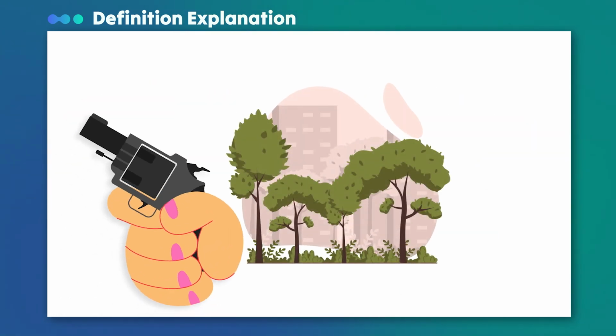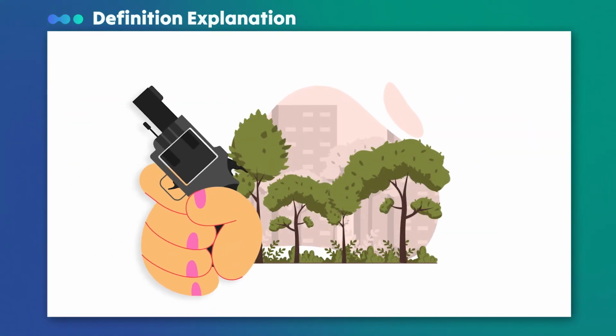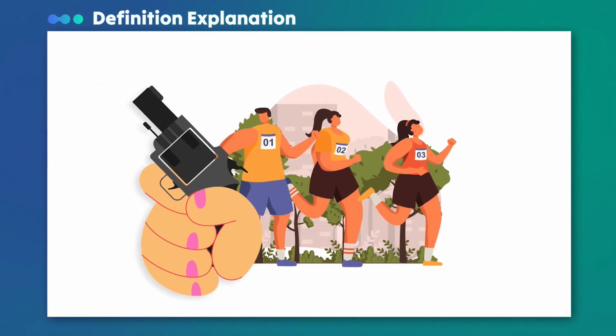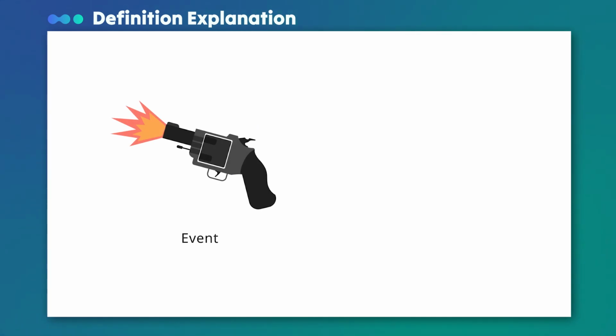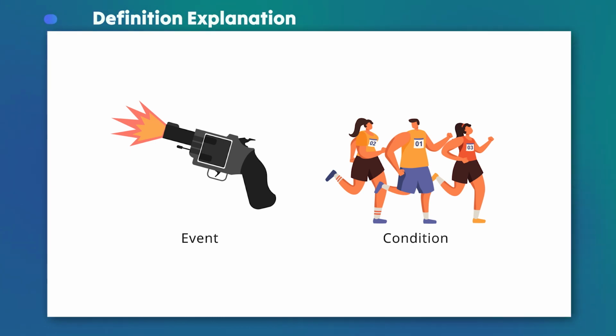To explain what ECA is, imagine we are watching a sprint. When the starting pistol fires, all the sprinters start to run immediately. In this example, the starting pistol firing is an event, which means something happened. The role of sprinter is a condition to decide who will do the action, run.